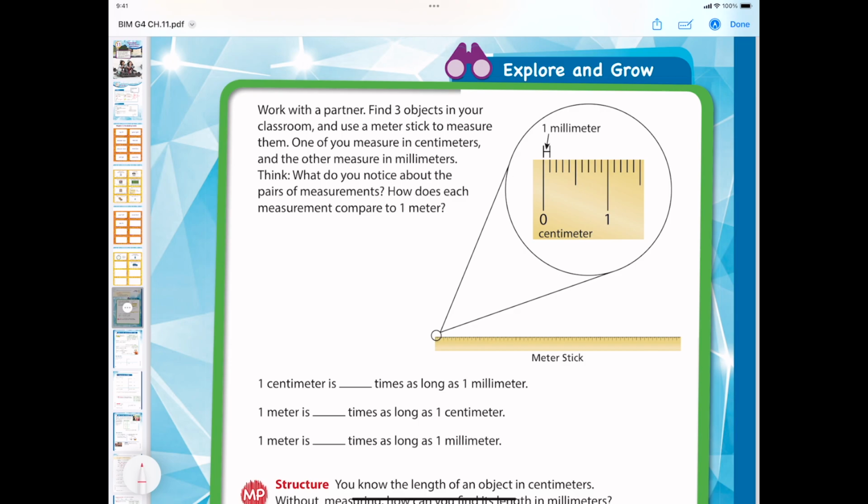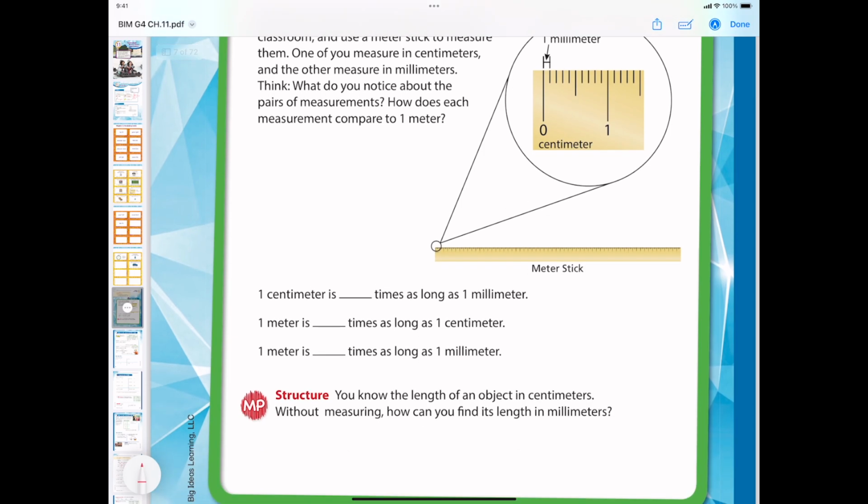So I want you to pause the video. I also posted the link of a video about comparing these metric units of length. Take a look at the video first and then come back to this lesson. I assume you watched the video already, and I want you to figure out that 10 millimeters is equal to 1 centimeter. So when you have 1, 2, 3, 4, 5, 6, 7, 8, 9, 10 millimeters together, that's equivalent to 1 centimeter.